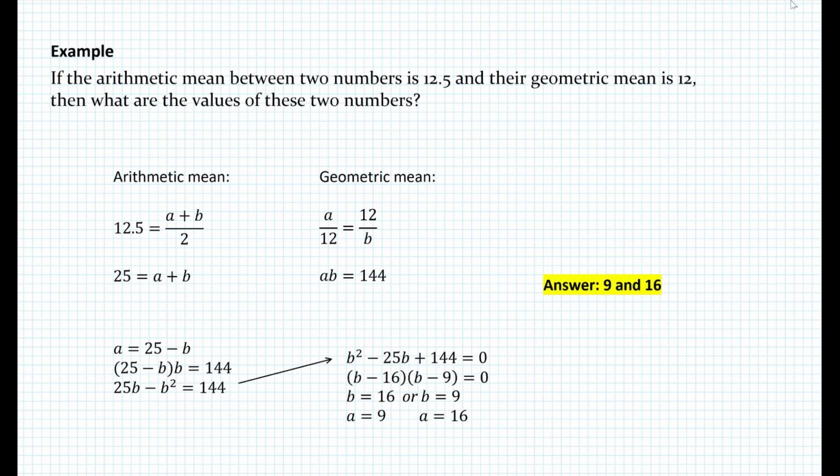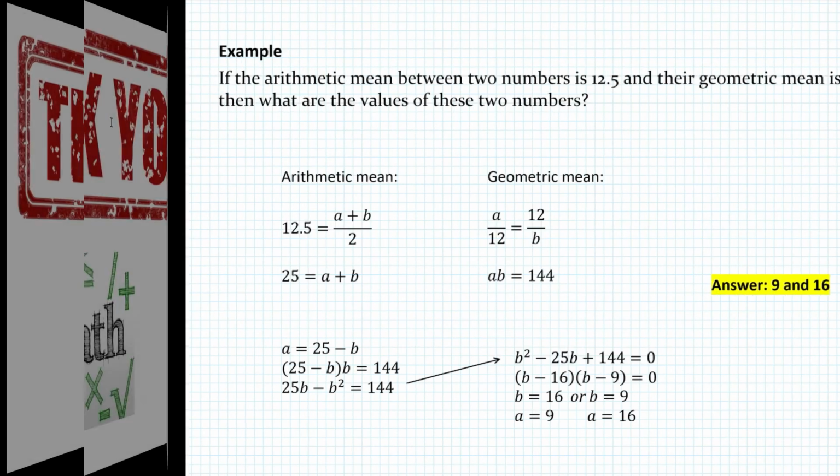So what does that mean now that we have the answer, 9 and 16? It means that if we take the average between 9 and 16, the linear average or the one-dimensional average, we obtain a value of 12.5. But if we take the two-dimensional, so to speak, average, or the geometric mean between 9 and 16, it is 12. And that's basically how you solve these types of problems.